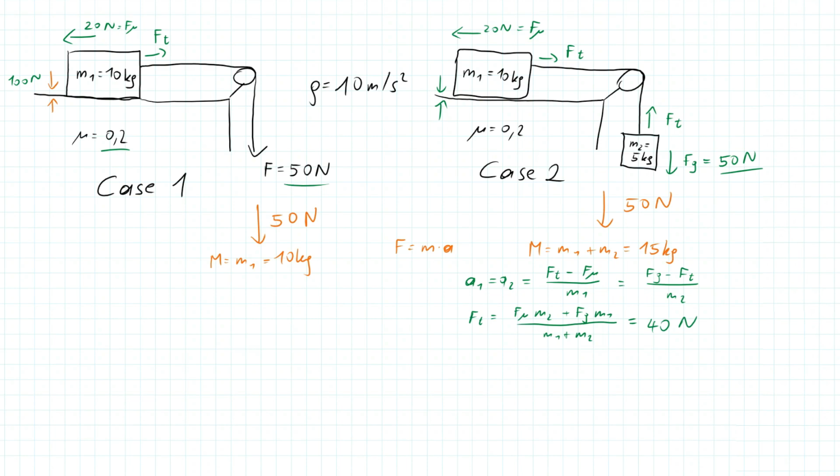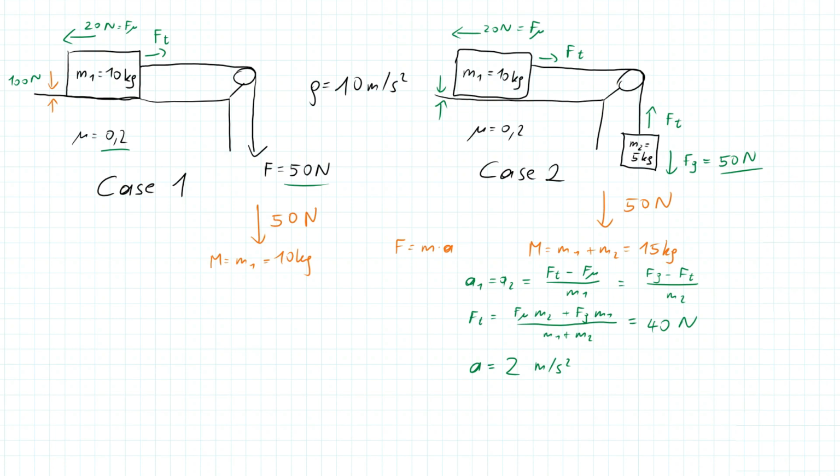Now using this result, we can compute the acceleration A1 or A2, which are the same, so let's just call this A instead. And what we get is Ft over m1, so that's 40 Newton over 10 kilograms, which gives 4, minus F mu over m1, which is 20 over 10, gives 2, so that's 2 meters per second squared. And that's the acceleration of both the mass m2 and m1, so m2 is obviously accelerating towards the bottom, and m1 is going to accelerate towards the right.